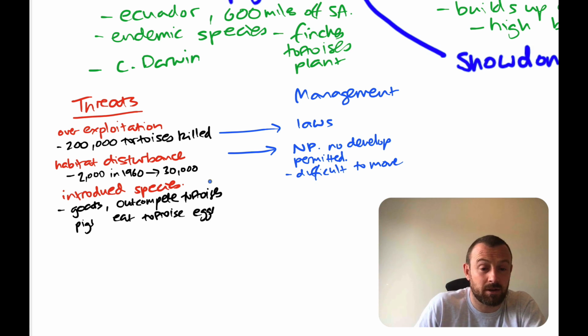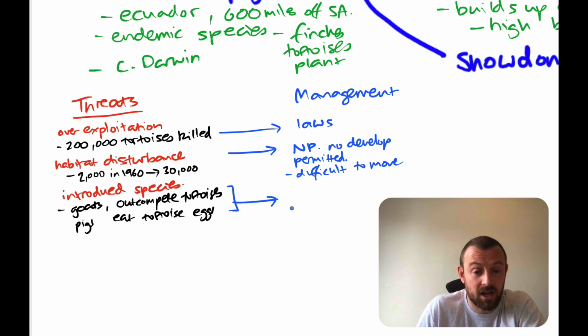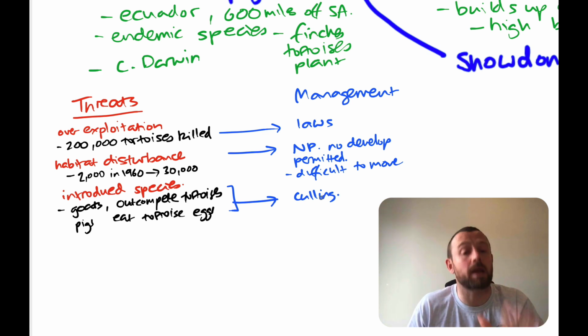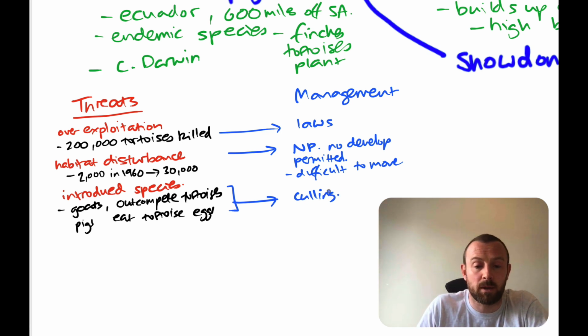So a strategy to eliminate these two has actually been culling. They fly over the island shooting goats and pigs out of helicopters, which I'm actually okay with. I know it sounds drastic, but there's plenty of places that goats and pigs can be. They don't need to be on the Galapagos, and they've had great success with this.